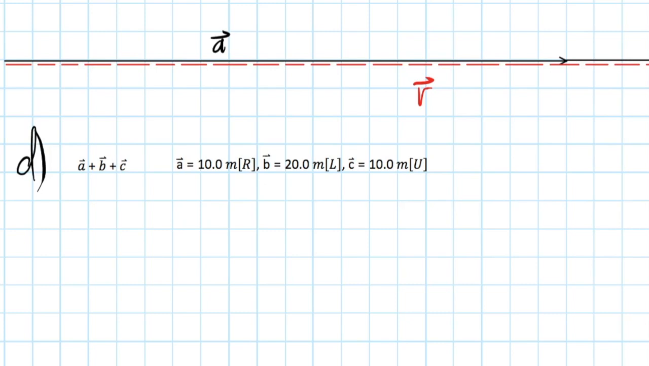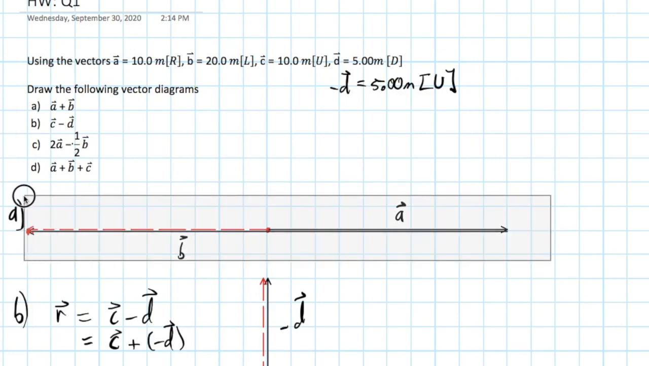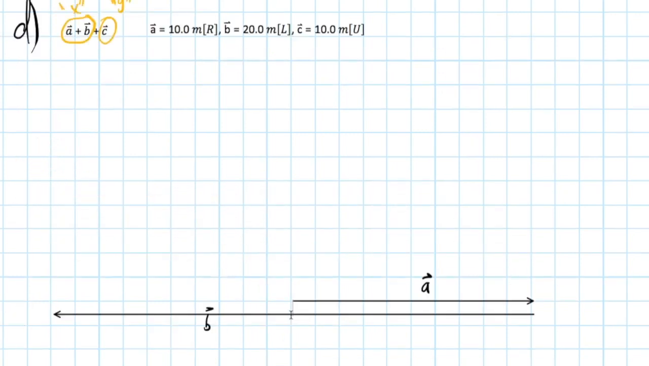Now things are a little bit different here. And here's the reason why. A and B are along the x-axis, but vector C is along the y-axis. These vectors are not going to be collinear. So what I'm going to do here is I'm going to cheat. In part A, we already had the answer to vector A plus vector B. So for the sake of convenience, I'm just stealing that diagram.